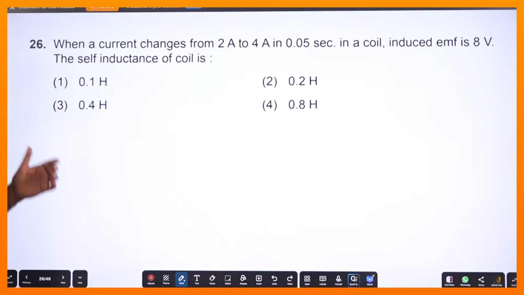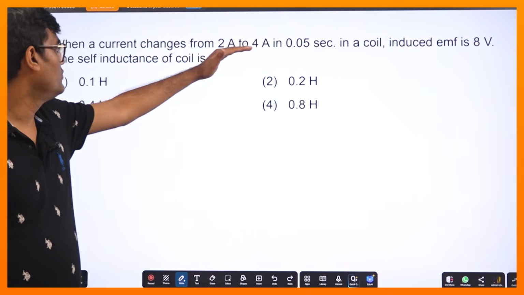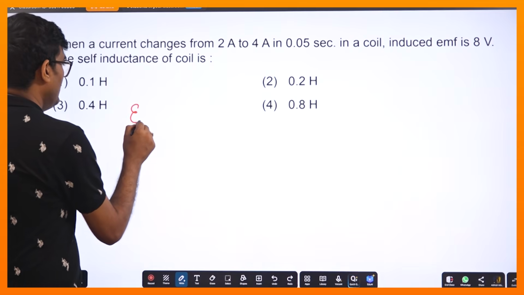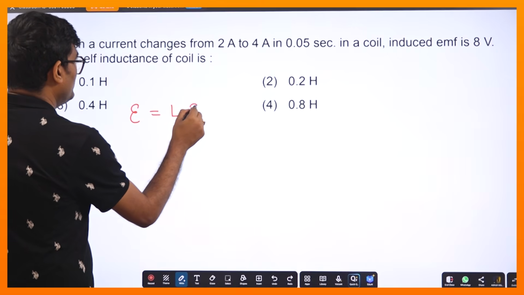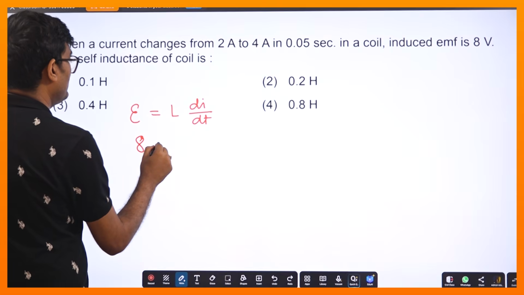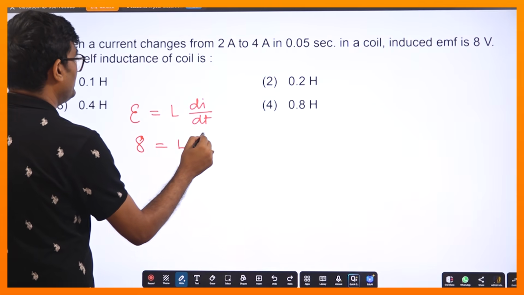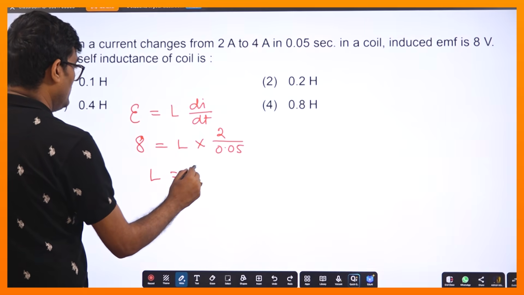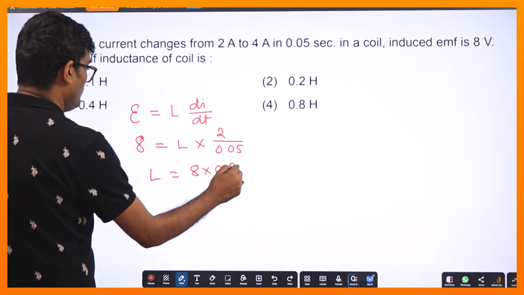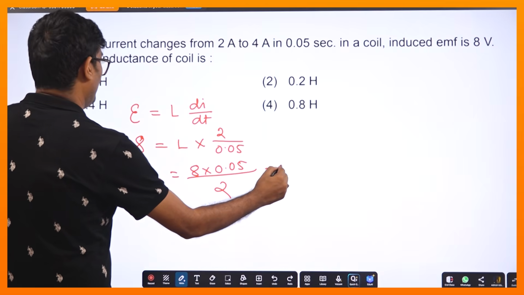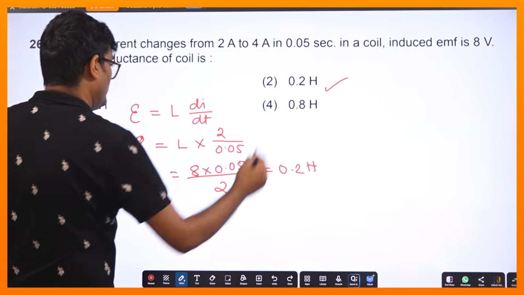Got this? When a current changes from 2 to 4 in 0.05, a coil induced EMF is 8 volt. What is the self inductance? We know that induced EMF is L into di by dt, right? So induced EMF is 8 volt and L into di by dt is equal to 2 by 0.05, right? So L is equal to 8 into 0.05 divided by 2. So it is 0.4 by 2, 0.2 Henry. Option 2 is the correct choice.